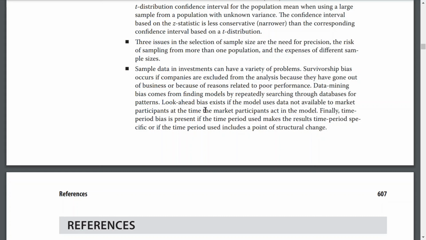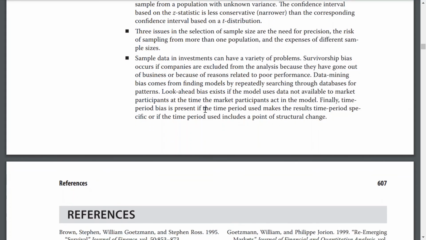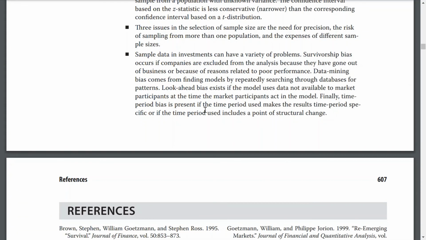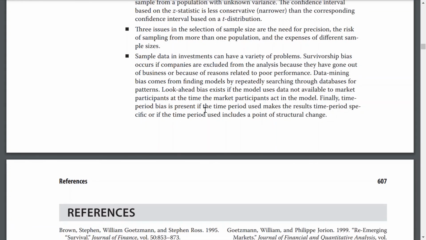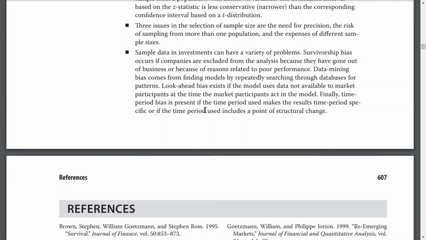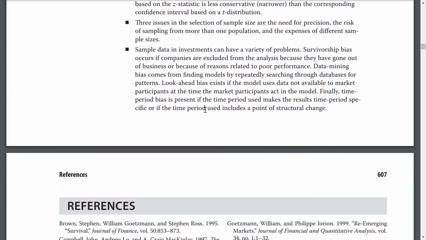Finally, time-period bias is present if the time period used makes the result time-period specific, or if the time period used includes a point of structural change.